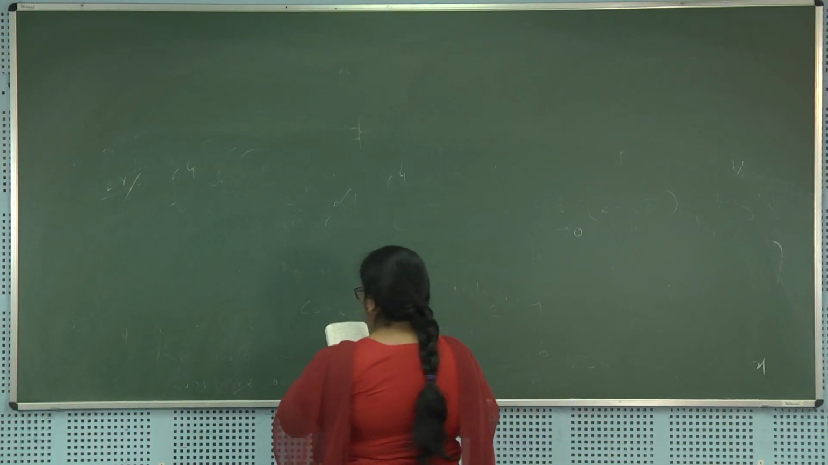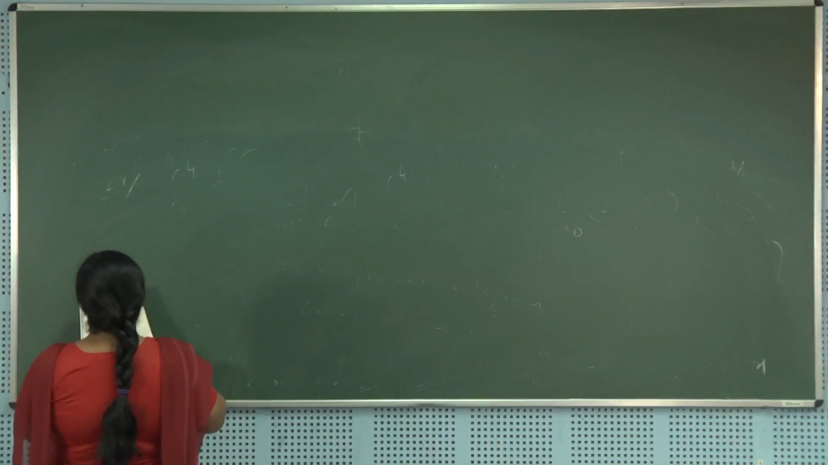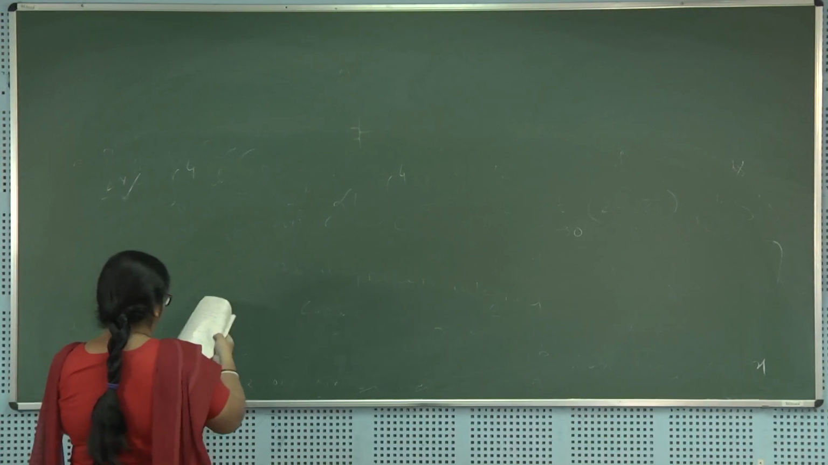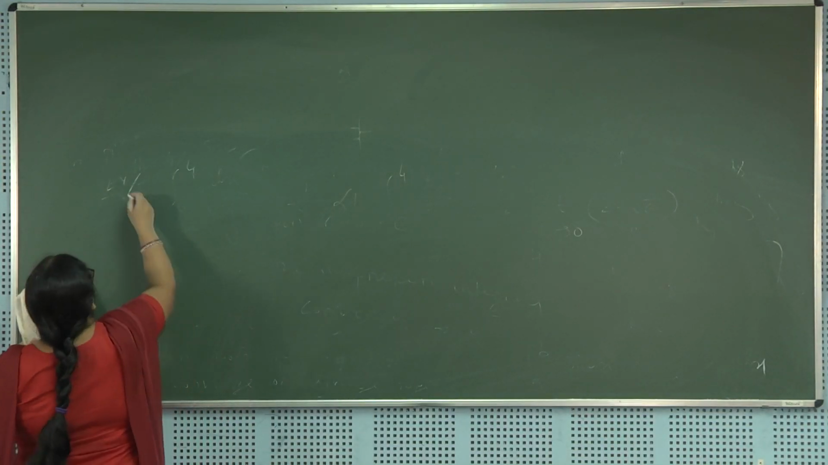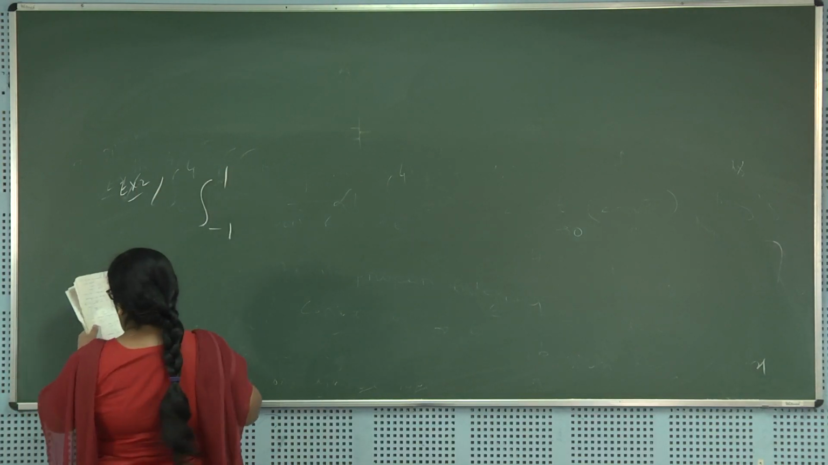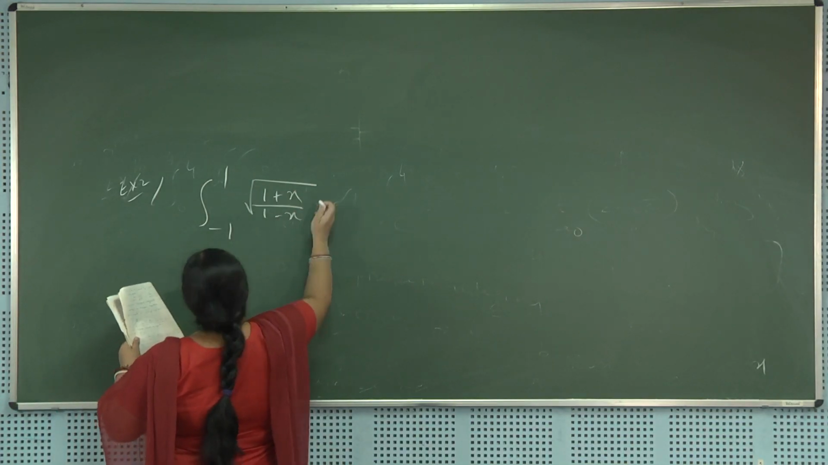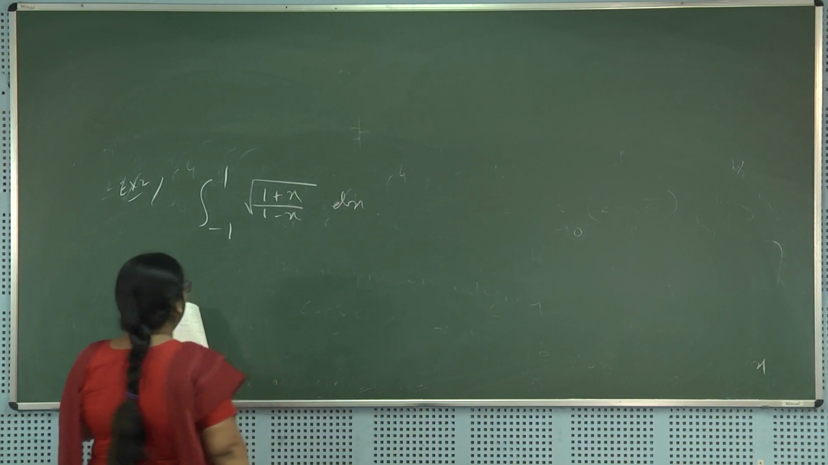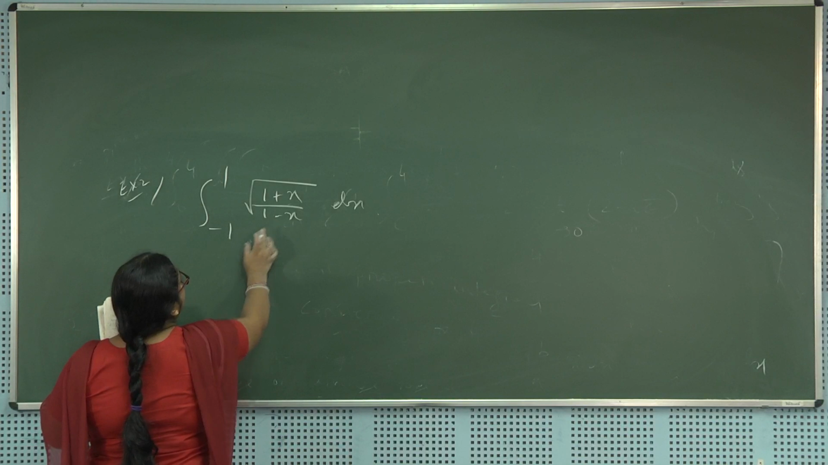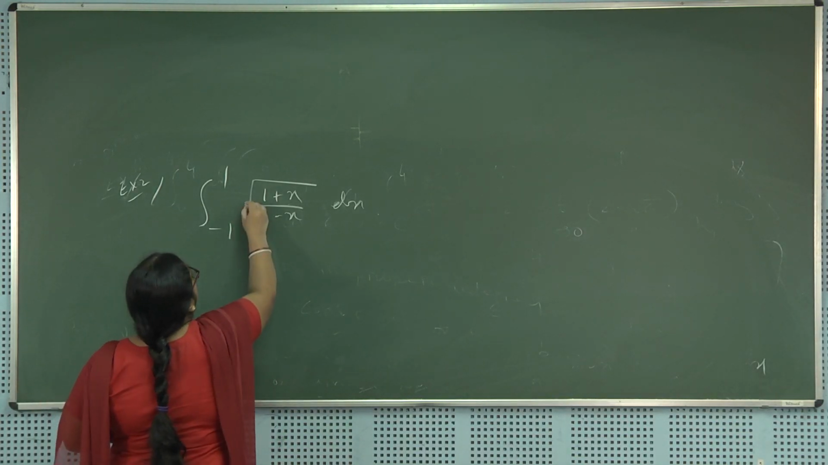Before that, we will do one more problem which we can exactly evaluate. Just take one more example: integral from -1 to +1 of root over of (1 plus x upon 1 minus x) dx. Now how will you proceed? You can see 1 is the point of infinite discontinuity. If you put x equal to 1, this will become undefined.